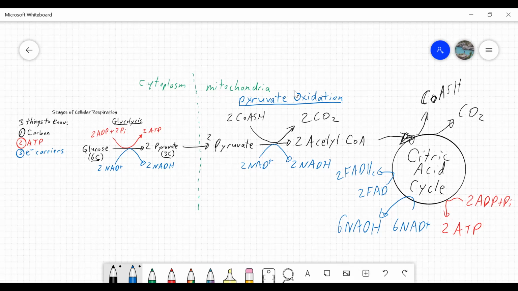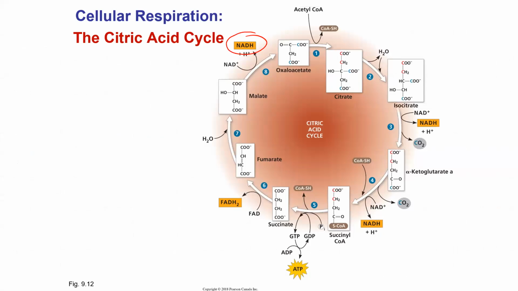Okay, we'll go back to the PowerPoint. That's why it's nice to have the PowerPoint and the whiteboard all at the same time. So that's the citric acid cycle. You notice that it starts off with this oxaloacetate, goes through the cycle, and then at the end it regenerates that oxaloacetate. And that's why it's called a cycle, because everything is regenerated at the end, and it's ready to take another acetyl-CoA and do this whole thing again.